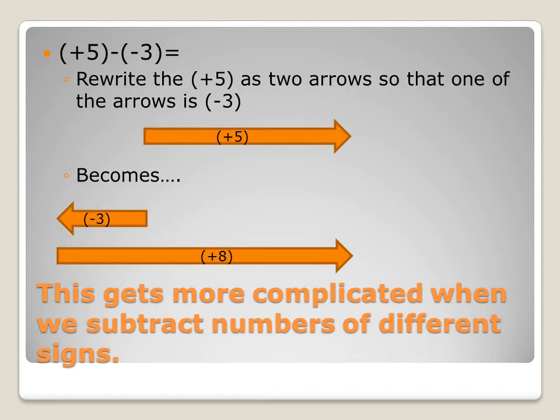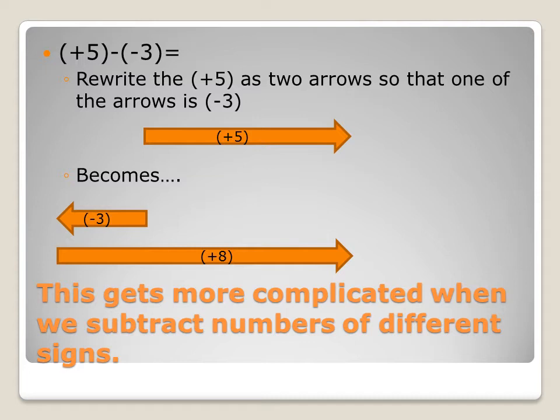So this gets a little bit more complicated when we subtract numbers of different signs. For example, if we're subtracting a positive number from a negative number, or a negative number from a positive number, because then the arrow picture we draw gets a little strange looking. Anyways, let's look at positive 5 minus negative 3.